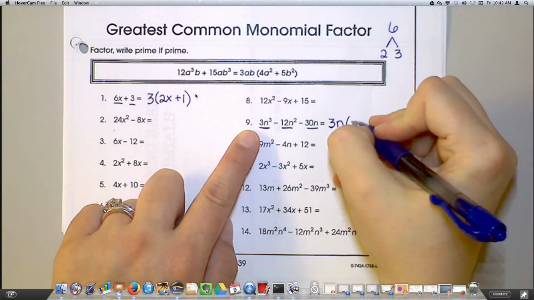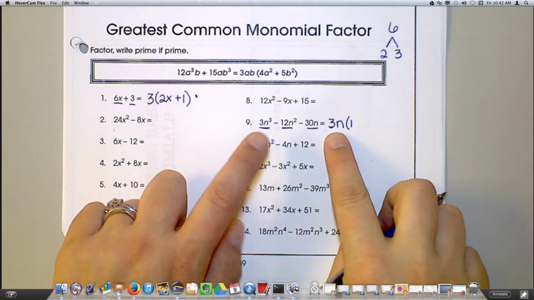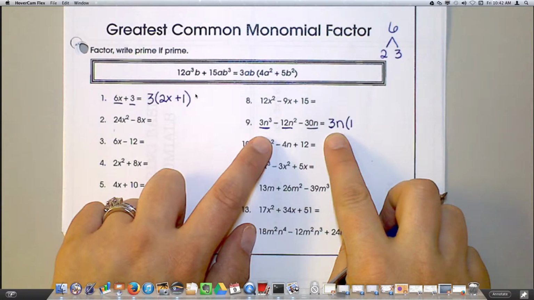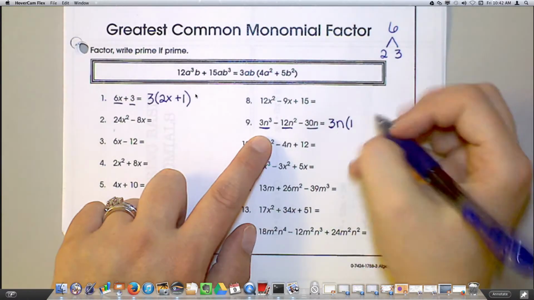I would have 1. If I take an n out of n cubed, what would I be left with? N squared, I would have 2 n's left.